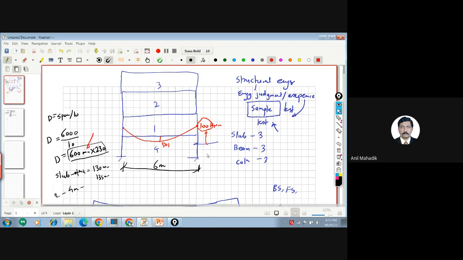Once you get this, it may be possible that one case is that your size is okay. So for this 100 kilonewton meter, this size is okay. If it is okay, there is no problem. But there is another possibility that the size is not safe and you need to increase the size. So instead of 600, I want 750 by 230, because it cannot take the 100 kilonewton meter load. So what will you do? What will happen to this?